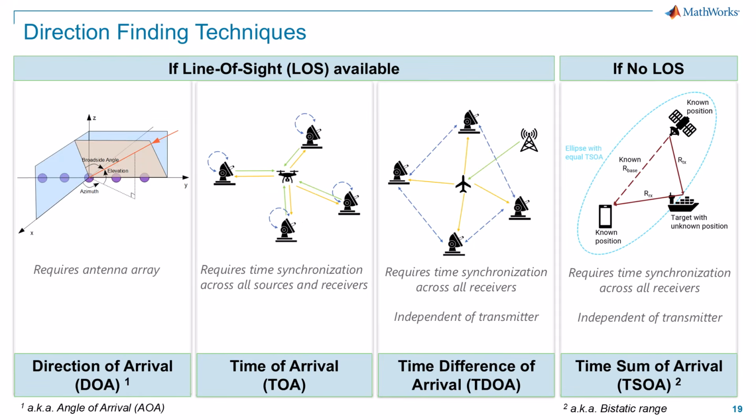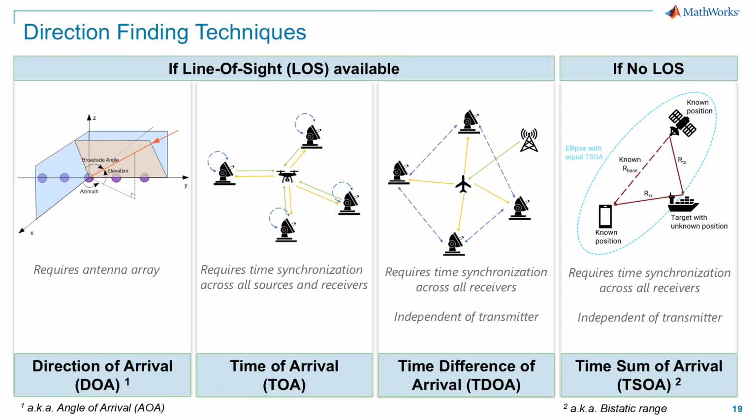Here's the taxonomy of direction-finding techniques organized by requirements. Under line of sight, 3 options. Direction of arrival requires an antenna array, measures phase differences across elements to determine the bearing. Single platform, but gives you angle only, not range. Time of arrival requires time synchronization across all sources and receivers and gives you range directly, but requires transmitter cooperation, which makes it kind of impractical for passive ES.